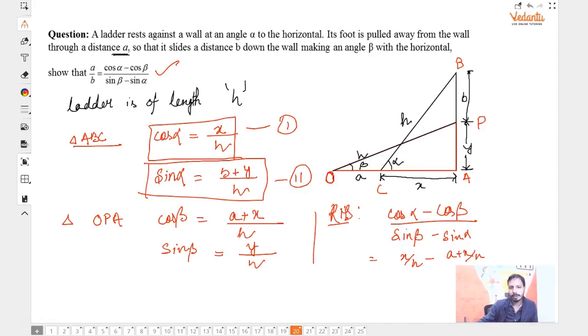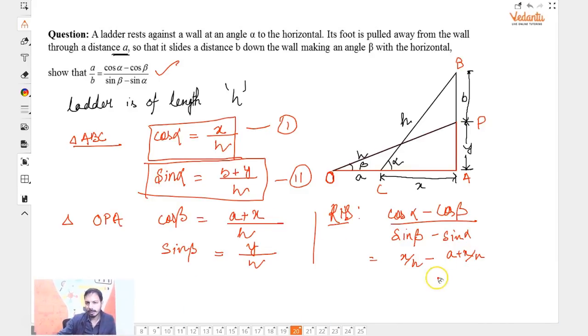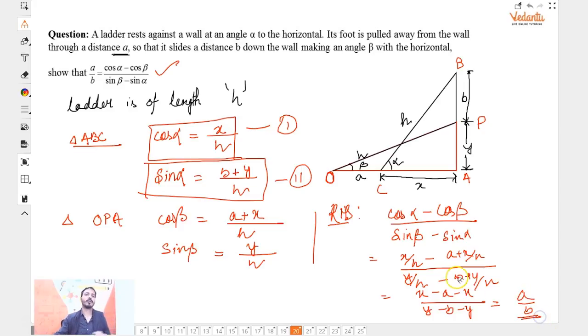And what is sine of beta, guys? That is y by h, and here sine alpha is b plus y by h. So now if I take h common, what will I get? I will get x minus a minus x by y minus b minus y. So from here, minus minus cancel, I will get a by b. So proved. Okay guys, done.